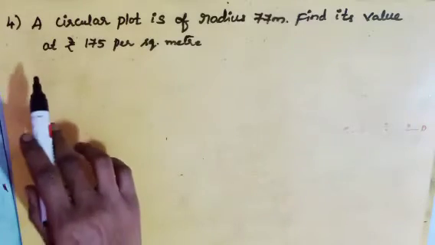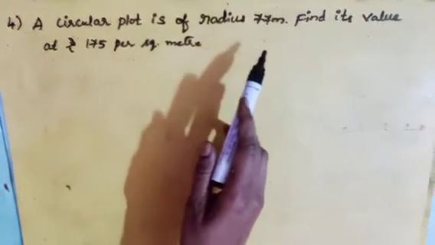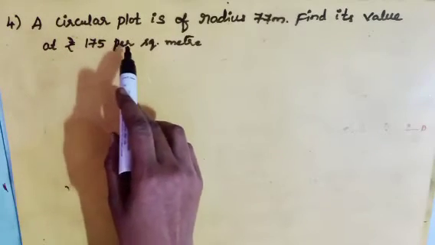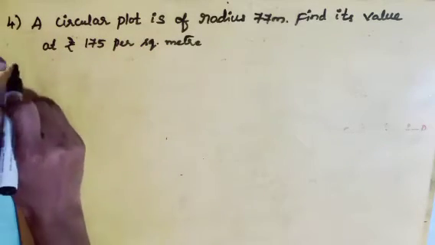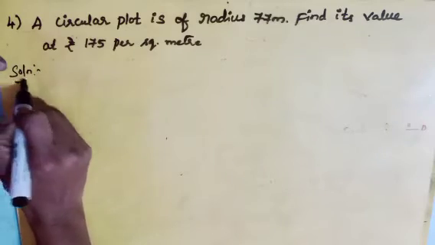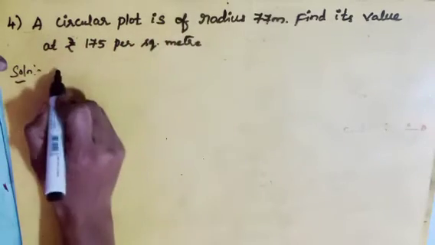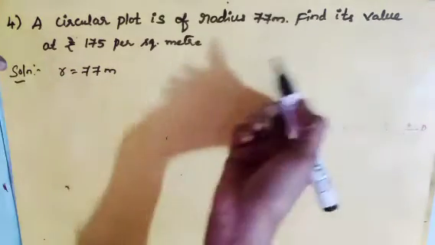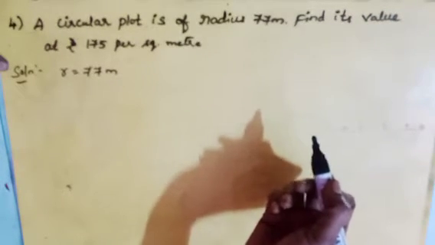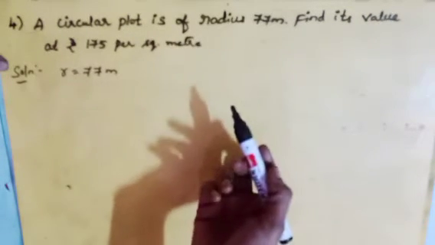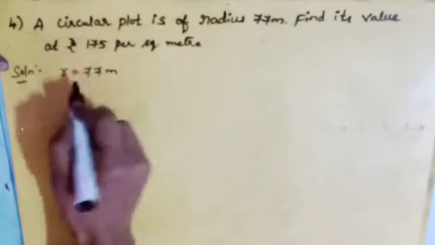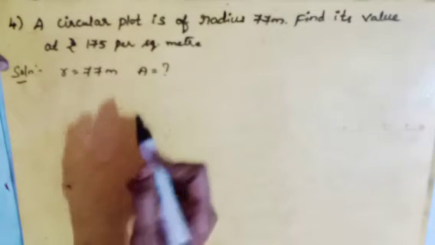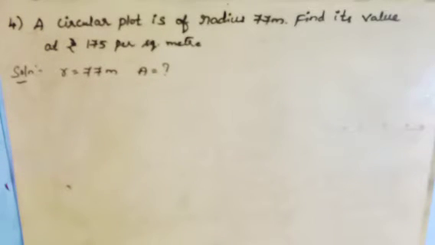Fourth one. A circular plot is of radius 77 meter. Find its value at rupees 175 per square meter. So let us write the given. A circular plot is of radius, means the radius value is given, r equals 77 meter. And what do we have to find? We have to find the value of the plot. Value of the plot means we have to find the area. So first, by using the radius, we find the area.